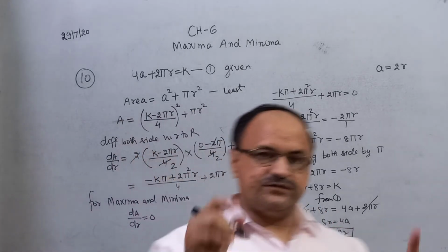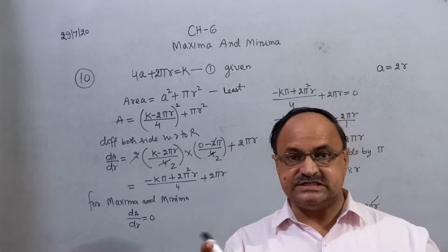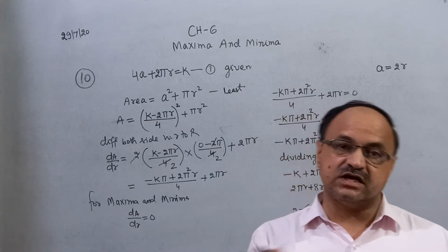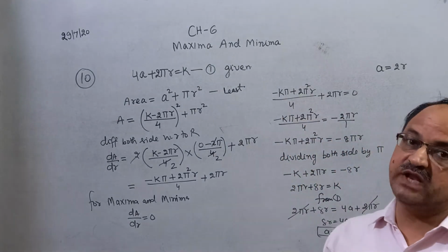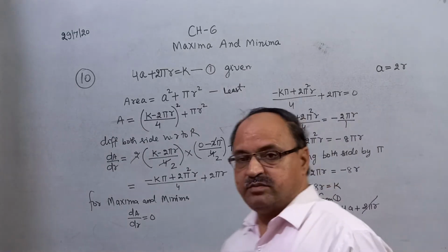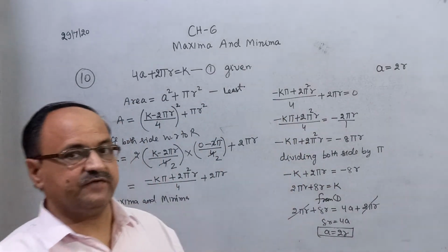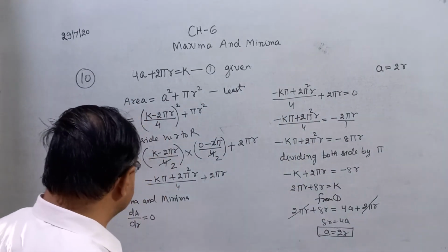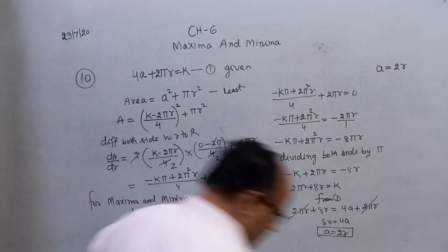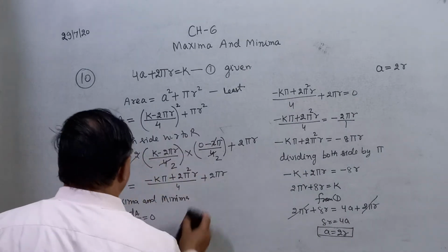Here, if the side of the square is double the radius, then the combined area of both circle and square will be minimum. Okay. Now for maxima and minima, we have to find the second order derivative.